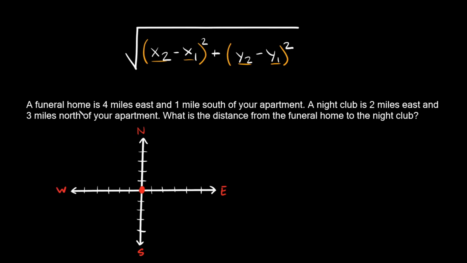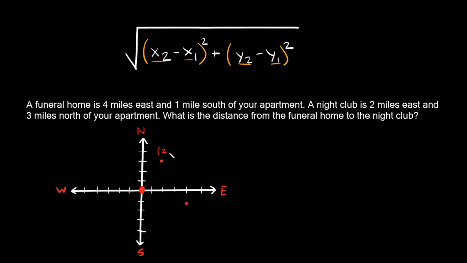All right, so a funeral home is 4 miles east and 1 mile south. Okay, so the funeral home is 4 miles east. So 1, 2, 3, 4, and 1 mile south. 1. Okay, so there's the funeral home. Okay, now let's find the nightclub. So a nightclub is 2 miles east and 3 miles north of your apartment. Okay, so starting from the apartment, it's 2 miles east, right? So 1, 2, 3 miles north, right? 1, 2, 3, right? So there's the nightclub.